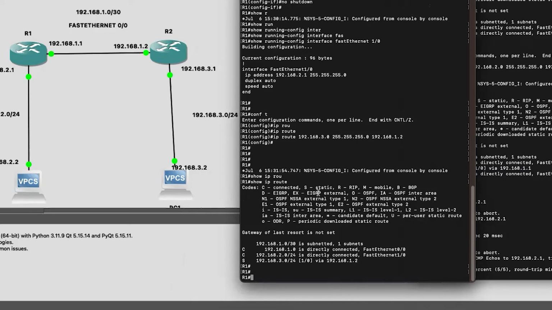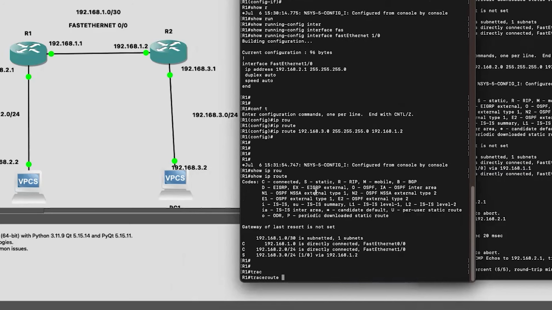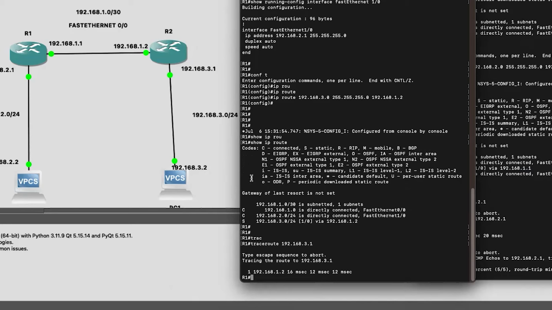Boom. From R1, let's trace to 192.168.3.1. Next hop is going to be 1.2. Perfect. Let's try to ping it. Oh, I'm tripping. My bad. When ping goes wrong. 192.168.3.1. Boom! Successful pings. What you guys have done, you have just successfully configured static routing.